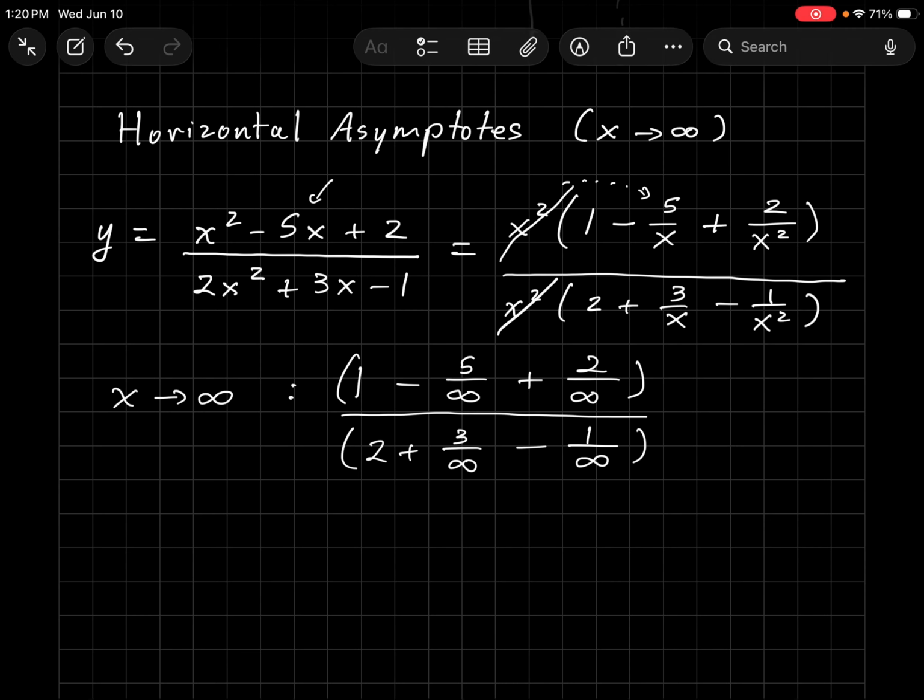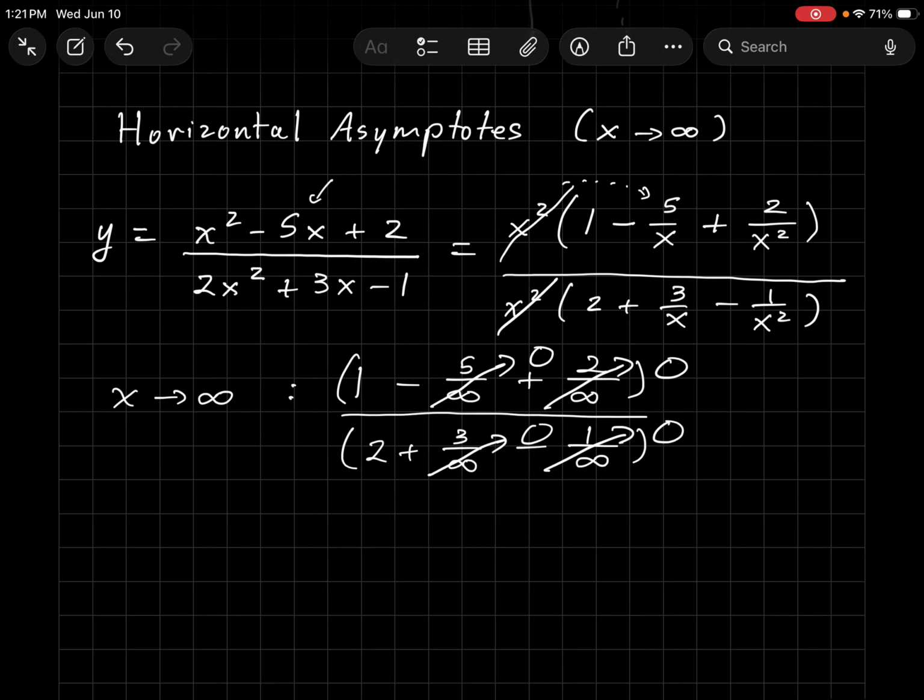Now, what does 5 over infinity equal? Or what does it get really close to? For that matter, what does 2 over infinity or 1 over infinity or any value like 1,000,000 over infinity get really close to? And my claim is that all of these approach 0.